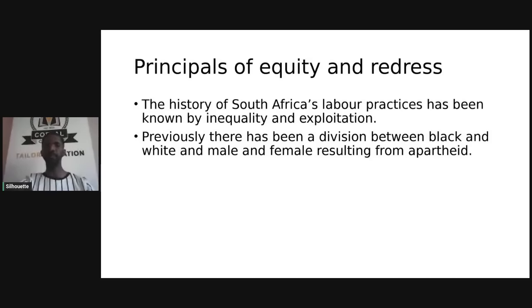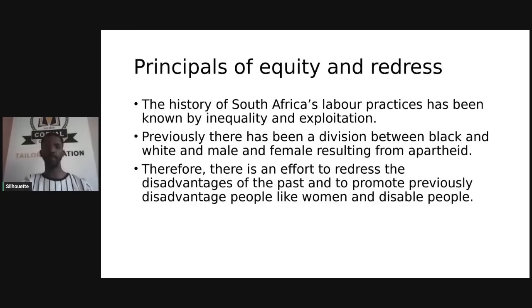Previously, we were divided according to color, where black people, as I mentioned before, were marginalized, as well as females and people living with disabilities. They did not have those opportunities. Therefore, in terms of redressing, people that were previously disadvantaged in the past are to be promoted, or they are to be preferred. This speaks to the affirmative action that we spoke about earlier.